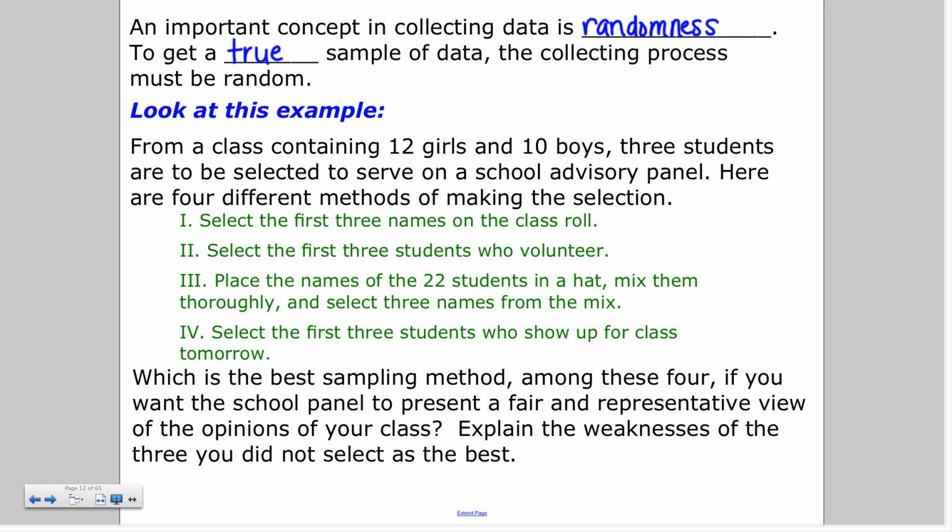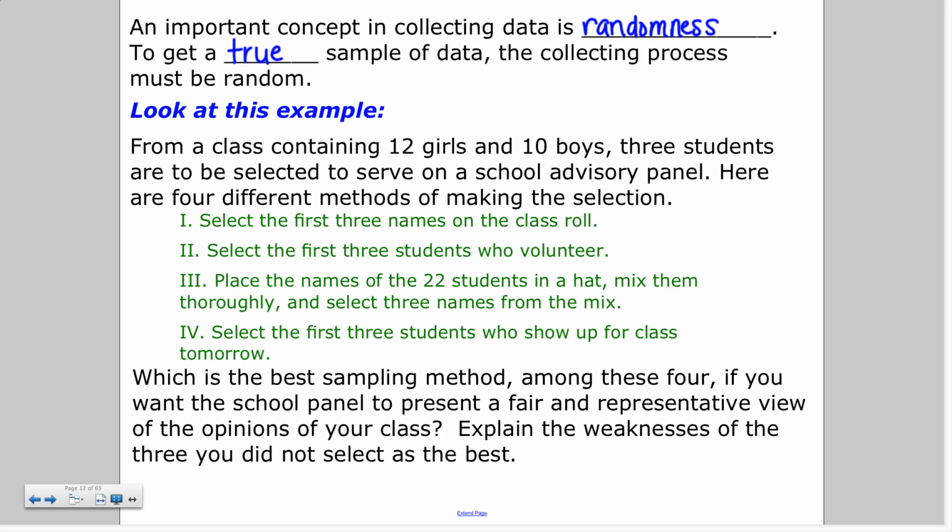For instance, I'm going to ask Franklin County High School if we should have school uniforms. Well, I need to set up a way so that I know all students will have the opportunity to be picked, okay? So we're going to look at this example. From a class containing 12 girls and 10 boys, 3 students are to be selected to serve on a school advisory panel. Here are 4 different methods of making the selection.